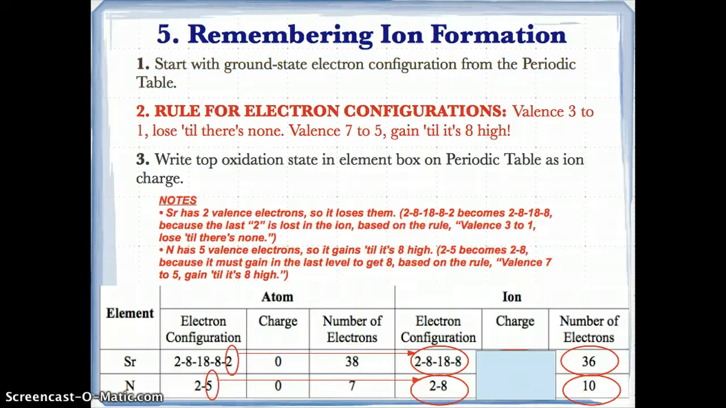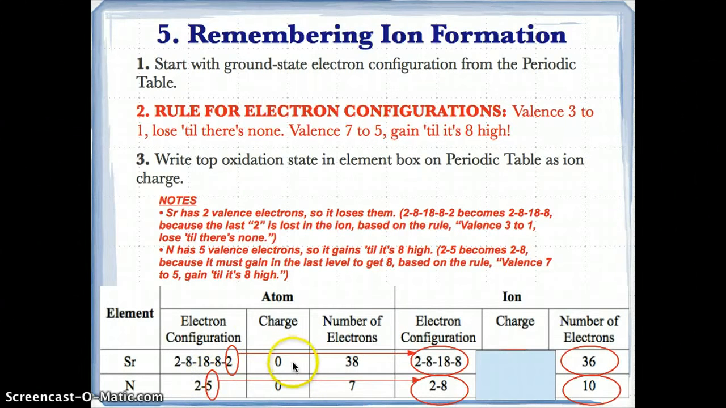Now, when we have to form ions for each atom, we have to remember the following rule for electron configurations, which is a poem. Valence 3 to 1, lose till there's none. Valence 7 to 5, gain till it's 8 high. So here we see that Sr has 2 valence electrons since the last number is 2, and N has 5 valence electrons since the last number is 5.